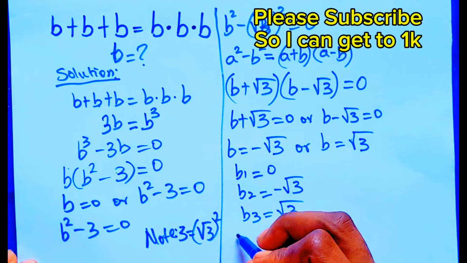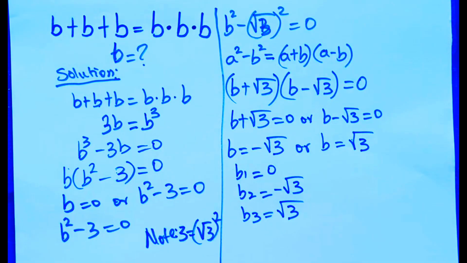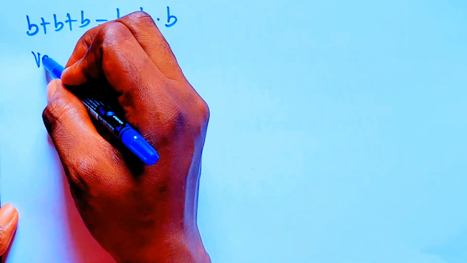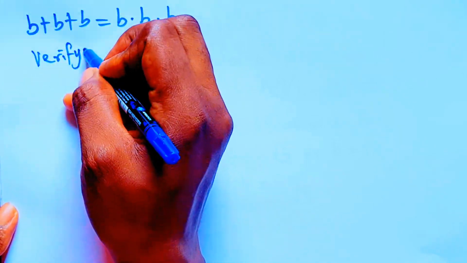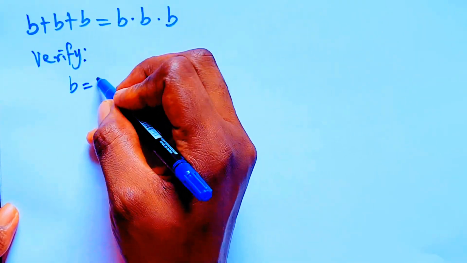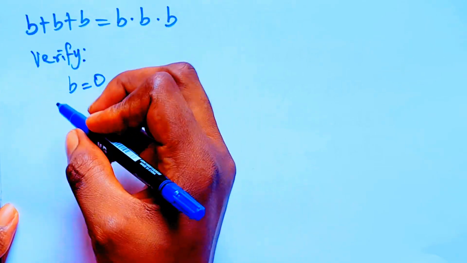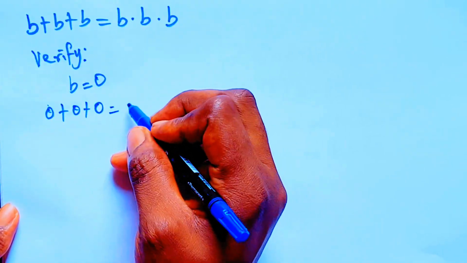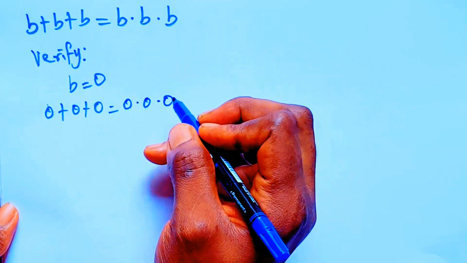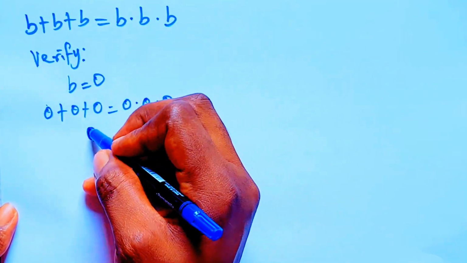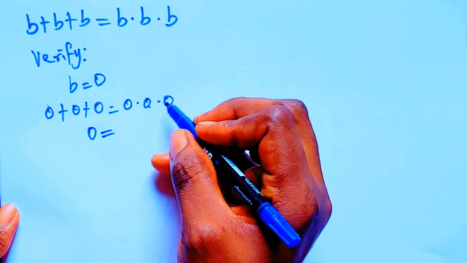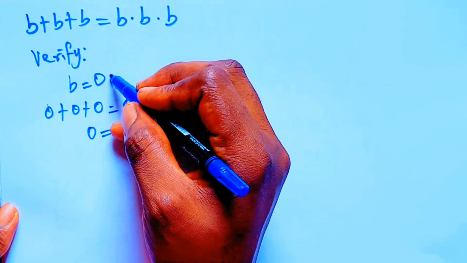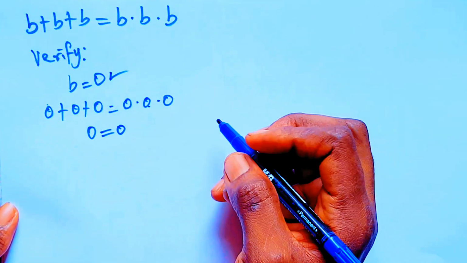Now let's verify to see if these values of b will satisfy this given equation. When b equals 0, let's substitute. It's going to be 0 plus 0 plus 0, and this equals 0 times 0 times 0. 0 plus 0 plus 0 equals 0. 0 times 0 times 0 equals 0. So b being 0 satisfies this given equation.